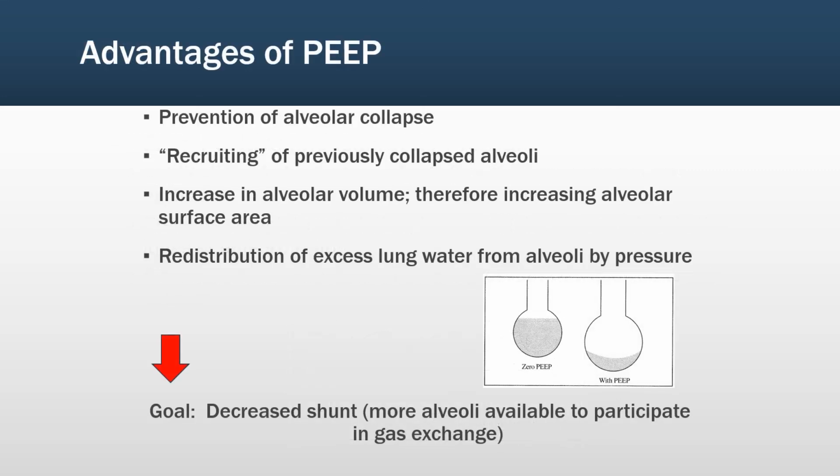So as previously mentioned, PEEP is applied to overcome the resistance of the ET tube at about 5 centimeters of water pressure. That's a common setting, and again, used with almost every patient. But the higher levels are applied to prevent alveolar collapse and recruit previously collapsed alveoli, thereby increasing alveolar volume and surface area. It also aids in the redistribution of excess lung water from the alveoli by pressure. Ultimately, the goal of higher levels of PEEP is to increase the number of alveoli available to participate in gas exchange, effectively decreasing the shunt.